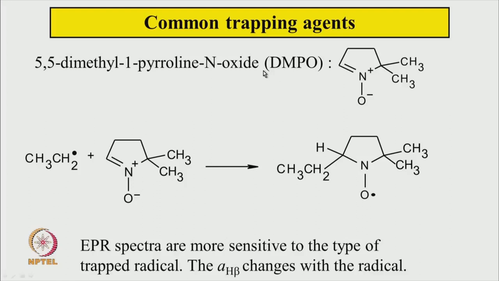Another common trapping agent is called DMPO. This is its structure. Now here, the same ethyl radical comes and attacks at this place. Then this is the trapped radical, which can be detected in the EPR spectrum.